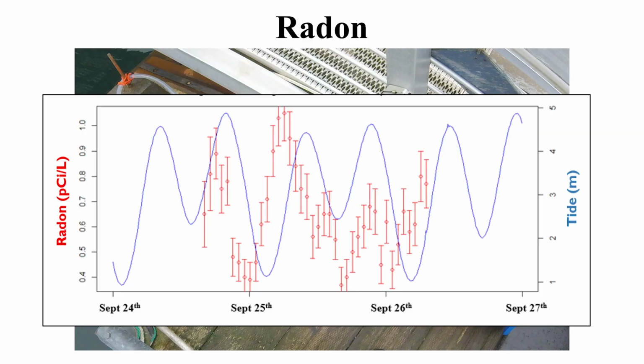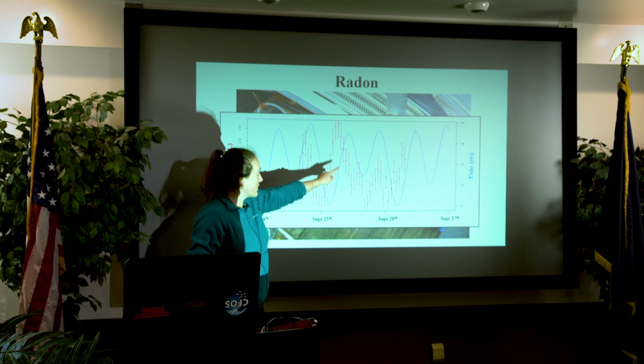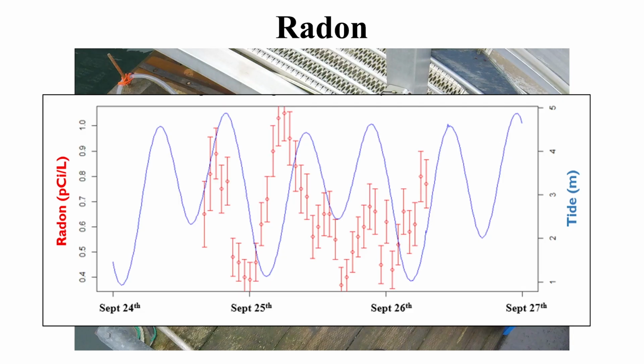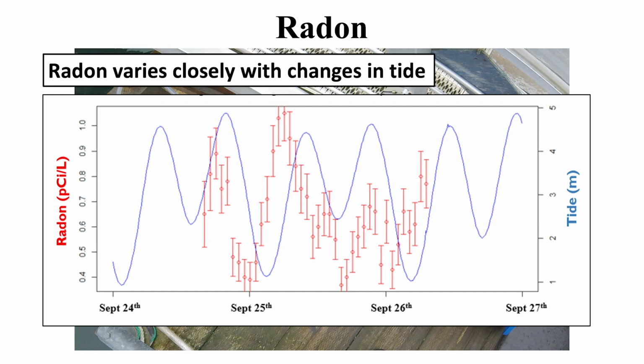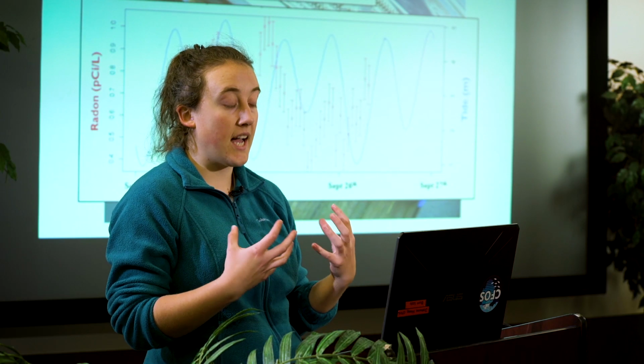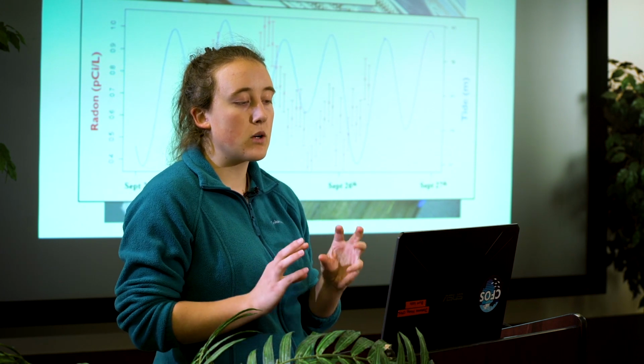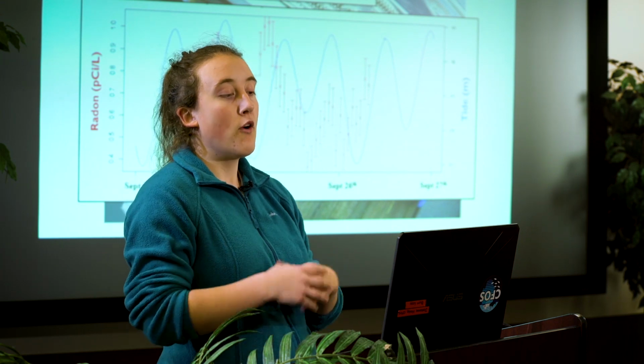A lot's going on. Red is my radon. You can see that our radon is fluctuating over time, and it's fluctuating in a way that's on the same time scale as our tides, which is in blue. This tells me that the radon is varying closely with changes in tide, and this goes back to my idea that the tides are controlling a lot of the groundwater input in Kachemak Bay. This was only done over a few days, so it doesn't show a very clear relationship yet, but I'm going to be doing it again this summer for a longer period of time.